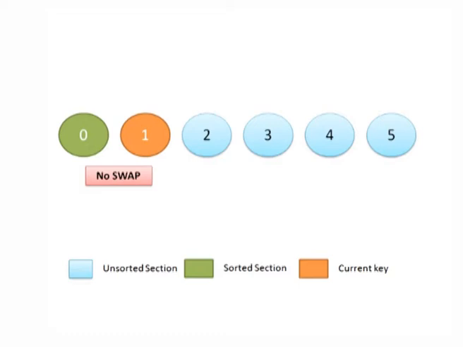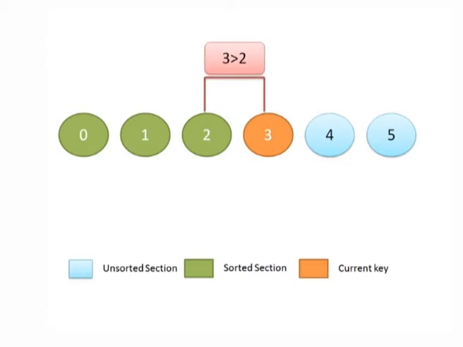In the second pass, the next element in unsorted section 2 is compared with last element in sorted section 1, and as 2 is greater than 1, so it stops. Again no swap takes place and only one comparison is made. Similarly for 3, 4 and 5, only one comparison is made while shifting them from unsorted section to sorted section. Thus, to sort an already sorted array of 6 elements, only 5 comparisons are made.